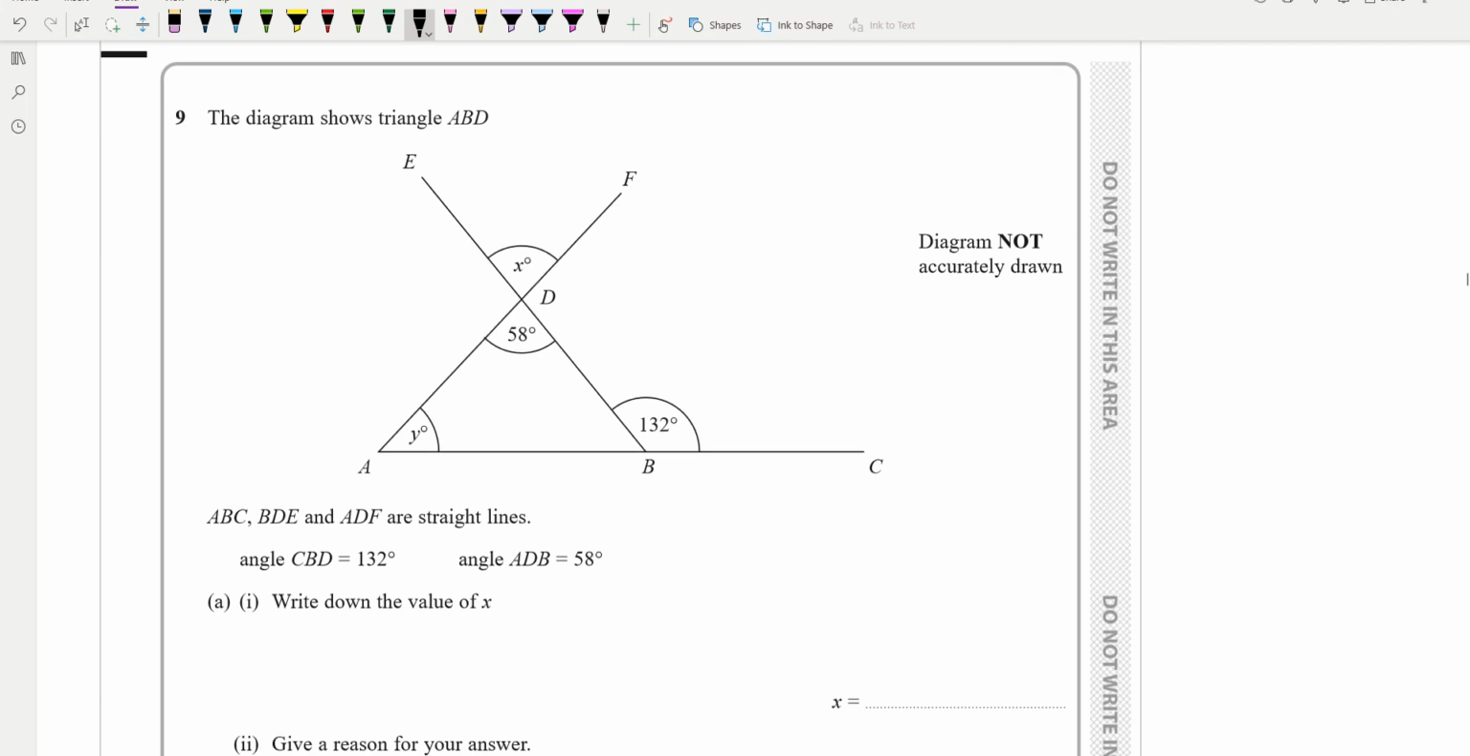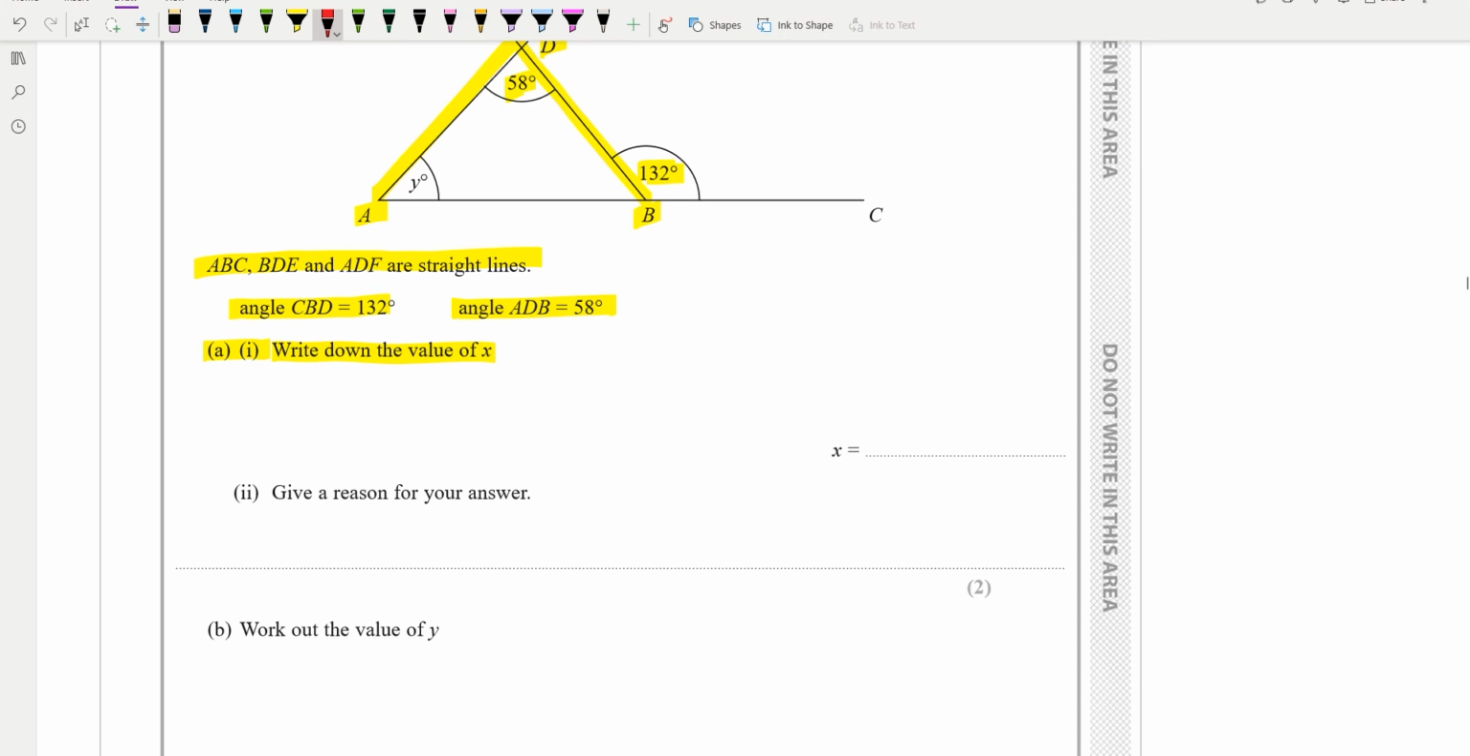Now question number 9. The diagram shows triangle ABD, and the diagram is not accurately drawn. ABC, BD, and ADF are straight lines. Angle CBD is 132, an exterior angle of the triangle, and angle ADB, which is this one, is 58. Part a: write down the value of x. This is a straight line and this is also a straight line, so vertically opposite angles are equal. So x will also be 58 degrees, and the reason is vertically opposite angles. That's all. So it's a 2-mark question.